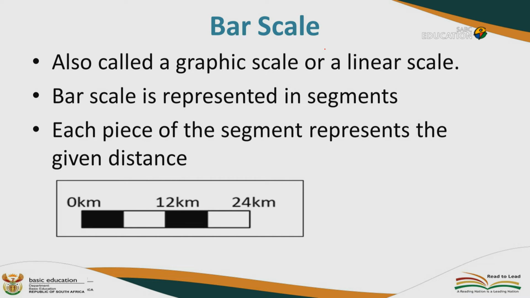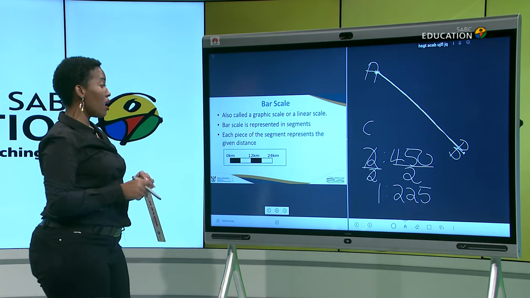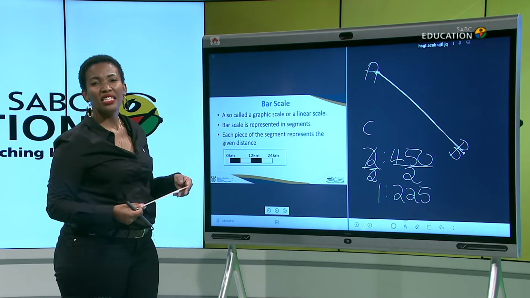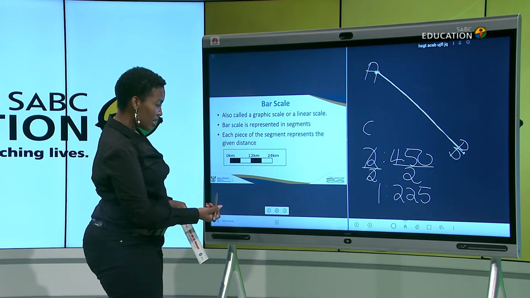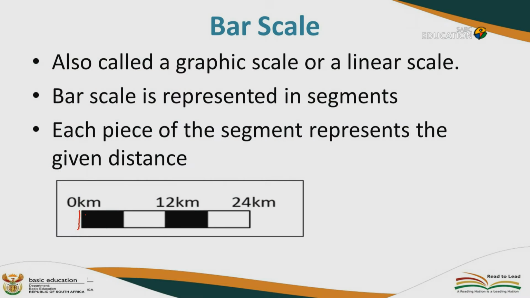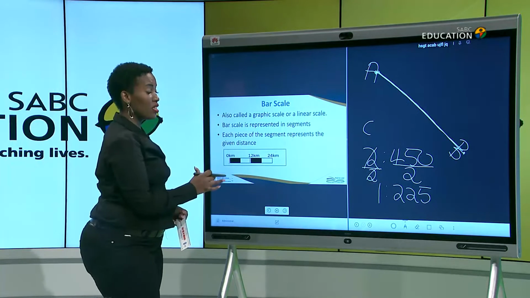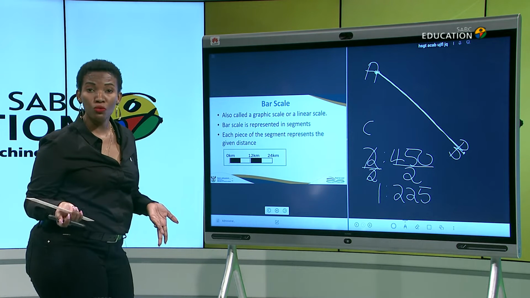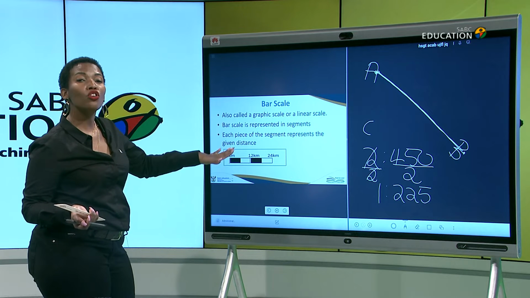A bar scale is represented in segments. By segments, we mean these blocks. That is how we know that this is our bar scale. And then each piece of the segment represents the given distance. Let's look at this example, this bar scale that we have. We can see that from the beginning here, it's 0 kilometers, right up until in the middle here, it is 12 kilometers. And then from here, right till the end, it is 24 kilometers. So this bar scale in full length, as full as it is, it represents what? 24 kilometers. So now the examiner, especially in paper 2, can ask you to explain the meaning of this bar scale.